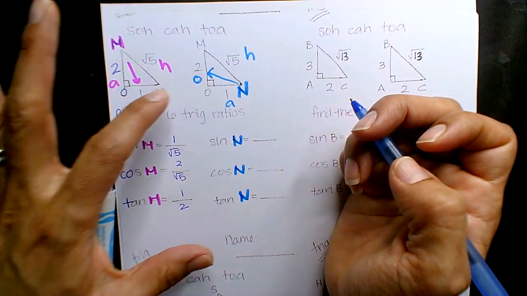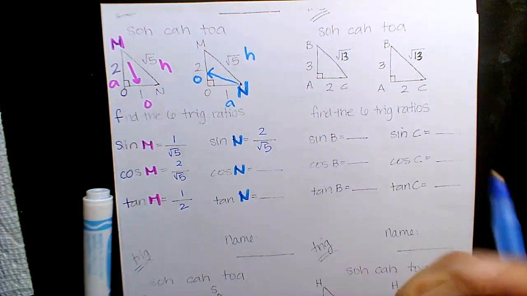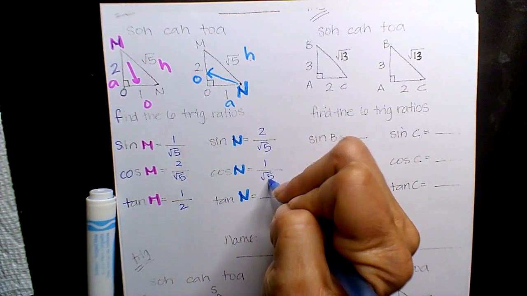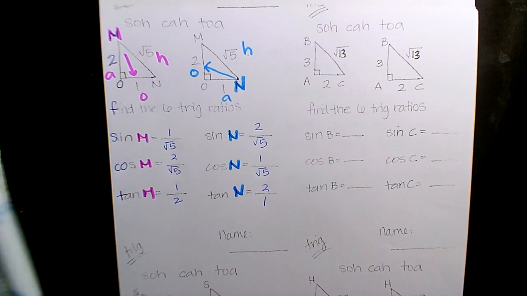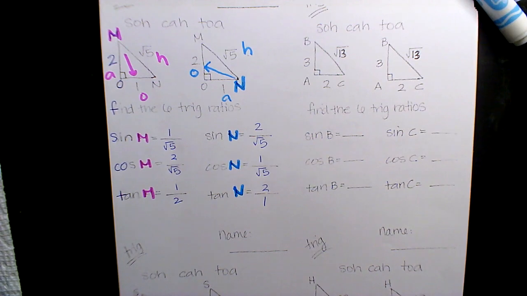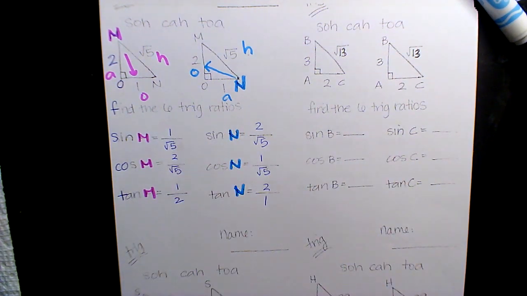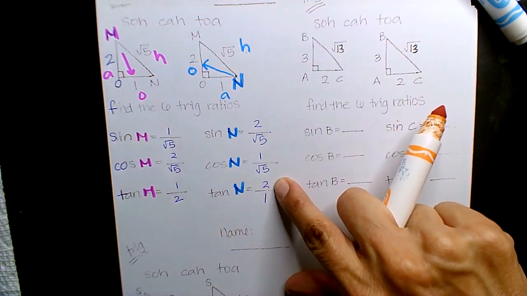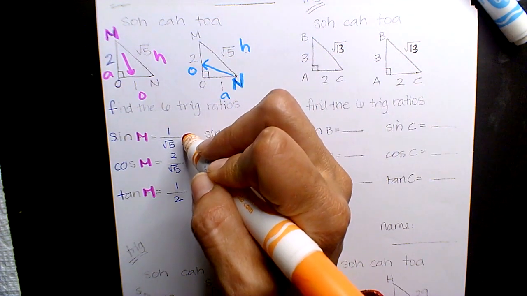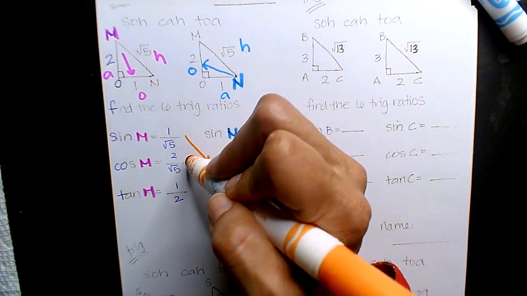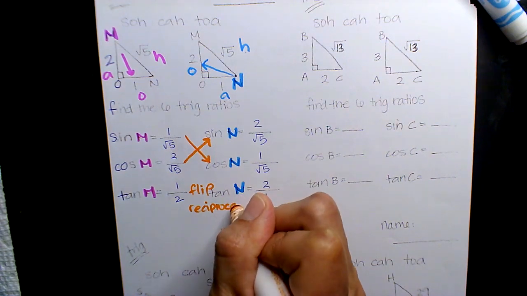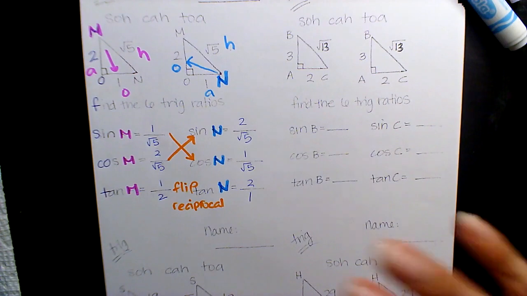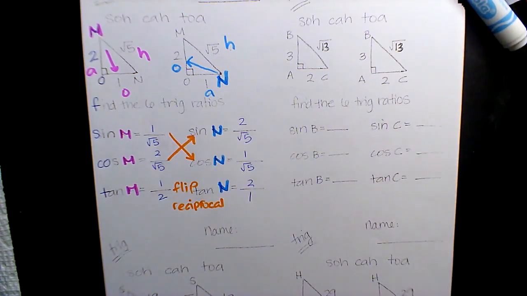So sine is 2 over rad 5. Cosine is A over H, so 1 over rad 5. And tangent, O over A, so 2 over 1. What do you notice from this? Find the 6 trig ratios given 1 triangle. Once you find the first 3, I already know the other 3, because sine of angle M is the same as cosine of angle N. Cosine M is sine of N, and these two are the flip, or the reciprocal. Reciprocal: 1 over 2, 2 over 1. I'm still recording, so let's just do the second one.